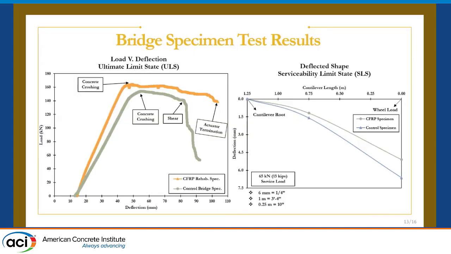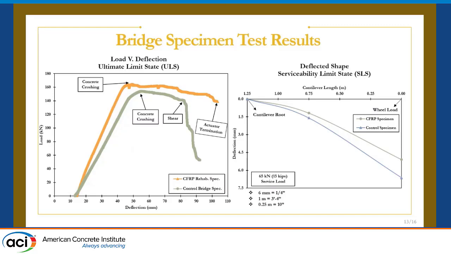So here on the left, you can see the load deflection curve at ultimate limit state between the two specimens. The green shows you the control bridge specimen. You can see at 150 kilonewtons, where the concrete crushed, the load decreased, but we pushed more with our actuator, and we saw shear as a result of that. So it's a secondary mode of failure, but not a primary.